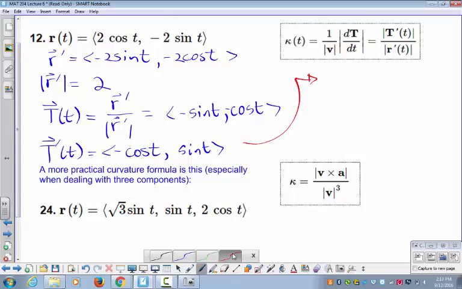Now, again, I picked this one so it's not too crazy. This one's pretty easy. The length of T prime, what's that going to be? Cosine squared plus sine squared? 1, happens to be 1. Most of them aren't going to be quite that simple. So that tells us then our curvature as a function of t is going to be 1 divided by the speed, so 1/2.